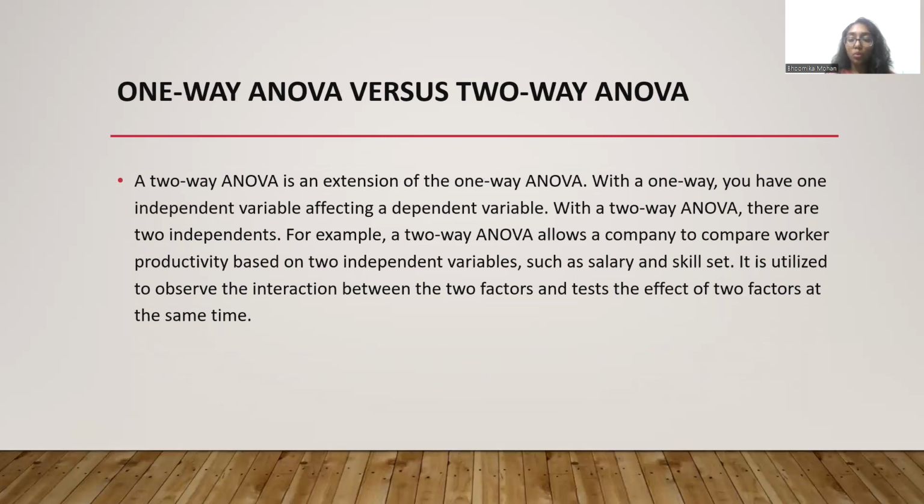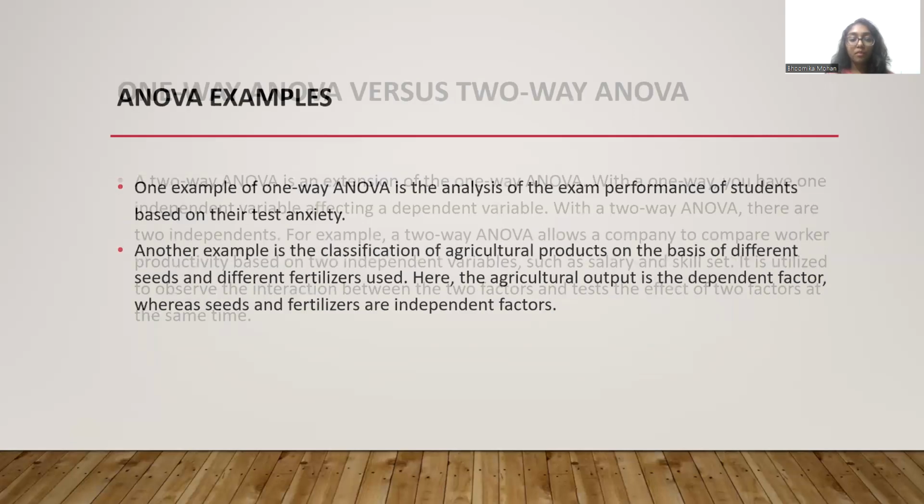With the one-way ANOVA, you have one independent variable affecting a dependent variable. With a two-way ANOVA, there are two independents. For example, a two-way ANOVA allows a company to compare worker productivity based on two independent variables, such as salary and skill set. It is utilized to observe the interaction between the two factors and test the effect of two factors at the same time.